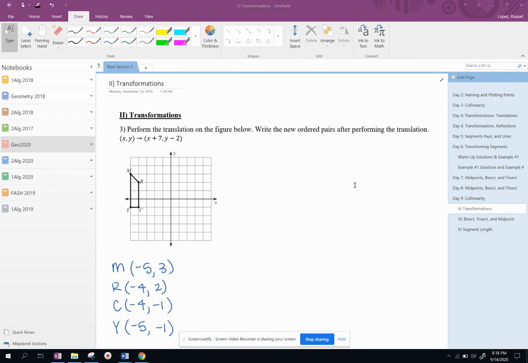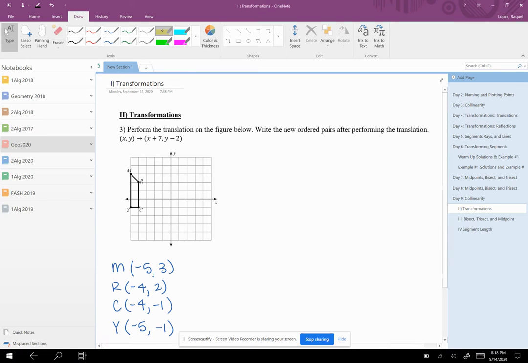So this is the problem that was on your handout. And as you can see, I've already written down the coordinates of the quadrilateral. So the question is asking us to write down the new ordered pairs after performing the translation (x, y) goes to (x plus 7, y minus 2).